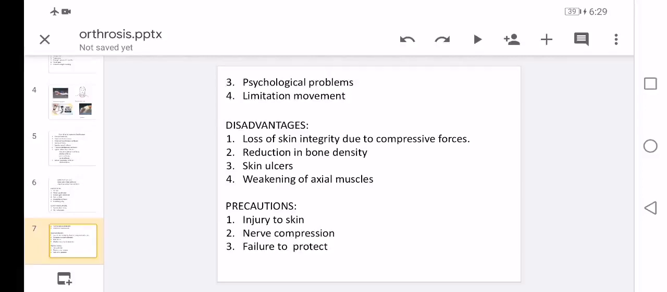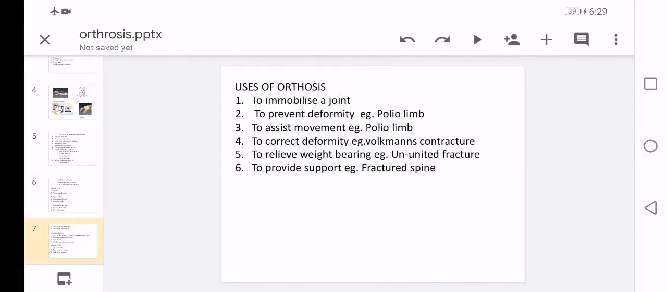Also the disadvantages: there may be loss of skin due to compressive forces of proximal and distal counter forces. There can be reduction in bone density, skin ulcers, and weakening of axial muscles like the trunk muscles. Precautions include injury to skin, nerve compression, and failure to protect.